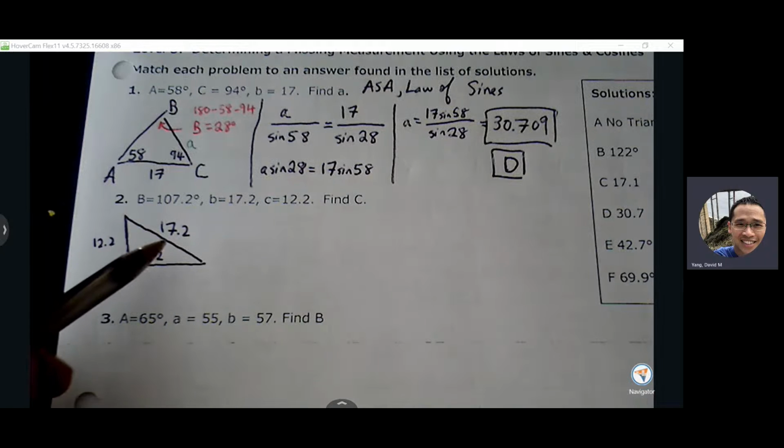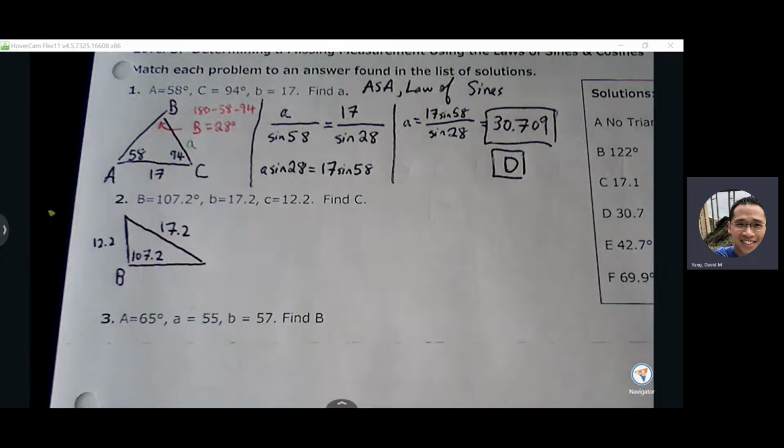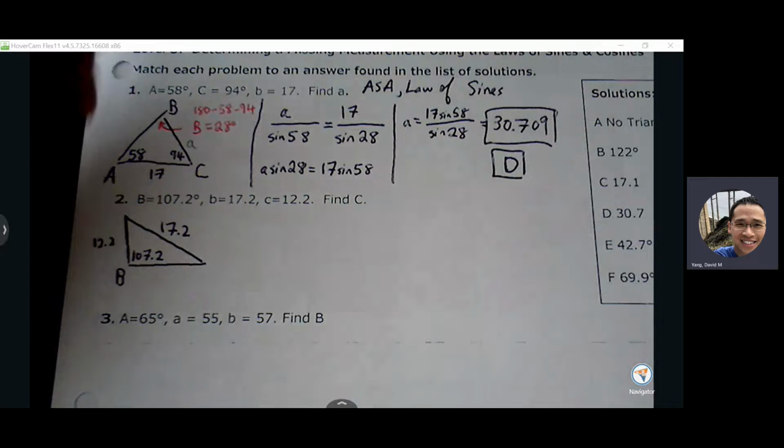Yes, if the opposite side is longer than the 12.2. If it's shorter, then it's 0 triangles. So it's either 0 or 1. You're never going to deal with an issue with 2.